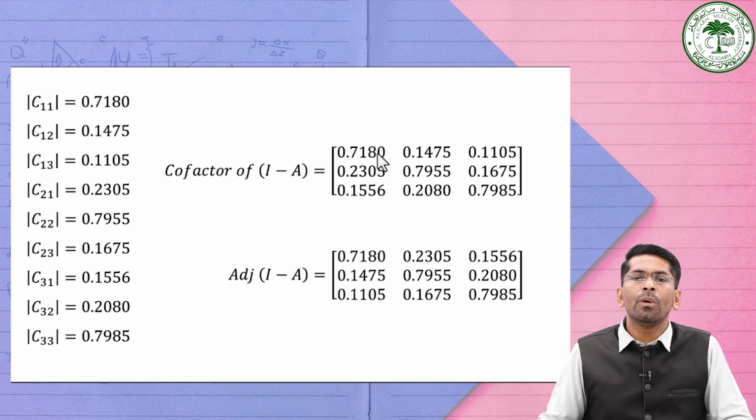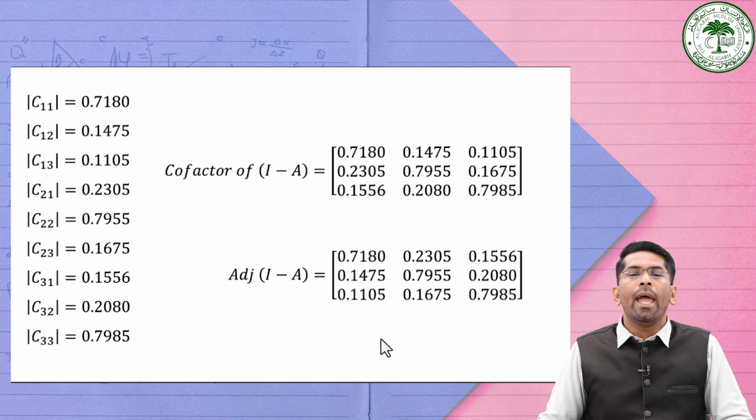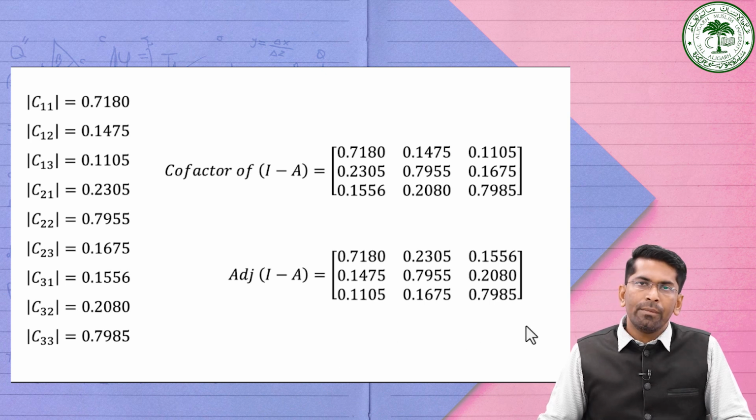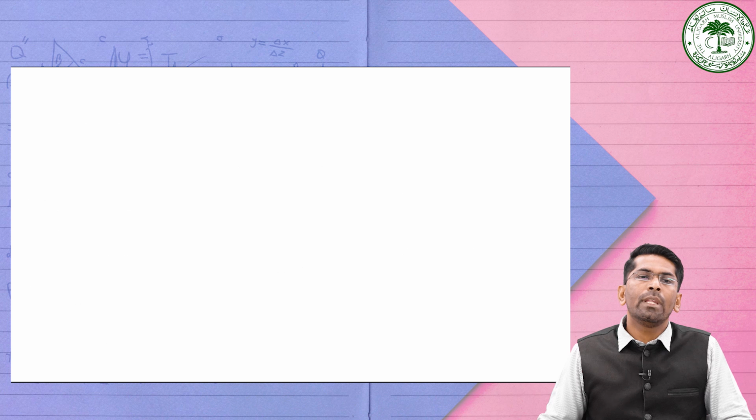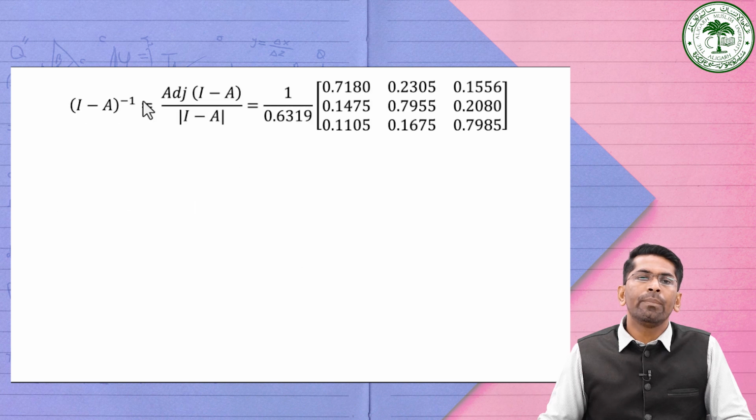Here we are going to interchange rows into columns. So the first row now will become the first column. The second row will become the second column. And the third row will become the third column. So we have calculated the adjoint of the given matrix. And after finding the adjoint, we can calculate the inverse matrix. So the inverse here is the adjoint divided by the determinant value.